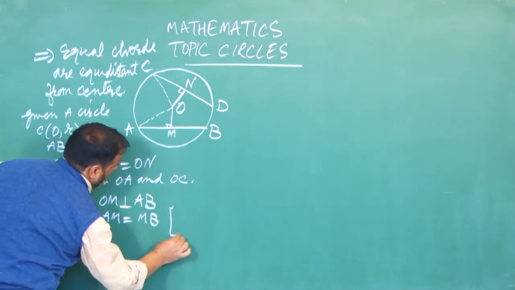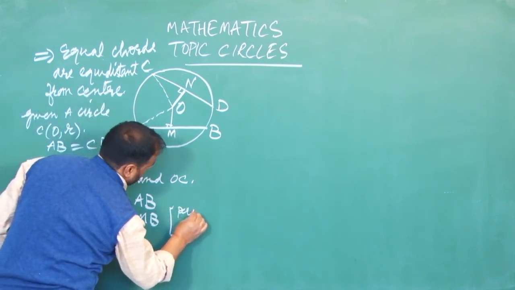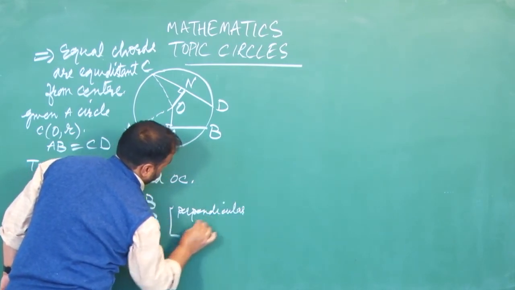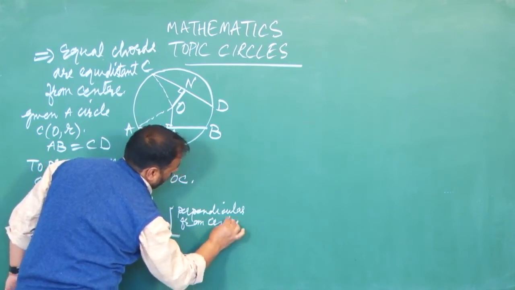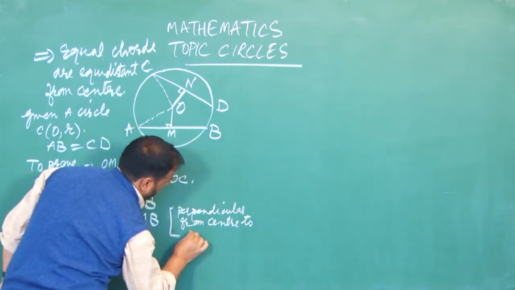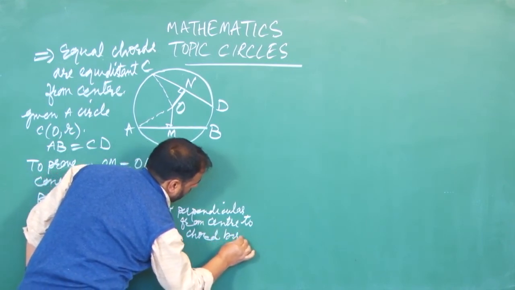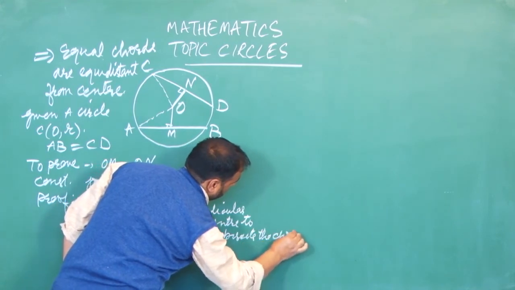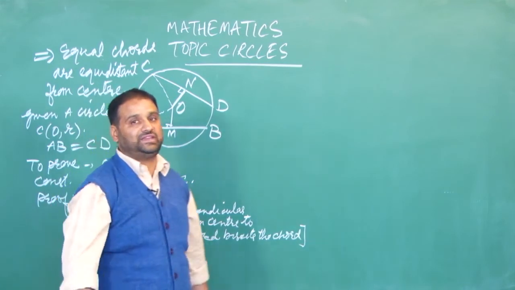In reasons we can write: perpendicular from center to chord bisects the chord. If you draw a perpendicular from the center of the circle to a chord, it bisects it.